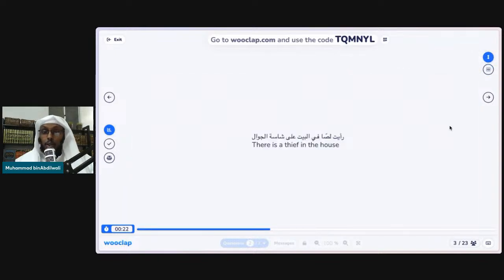رأيت لصا في البيت على شاشة الجوال. Is that true or is that false? There's a thief in the house. According to this sentence, is that true or false? If you want to know the meaning of these words, رأيت means I saw, لصا is thief, في البيت in the house, على شاشة الجوال on the phone screen. If you want to know the meaning of the words in isolation, that doesn't mean you actually understand the sentence. طيب.